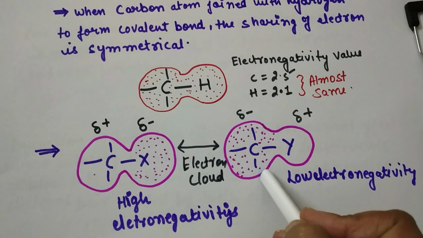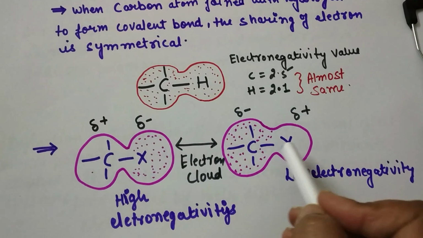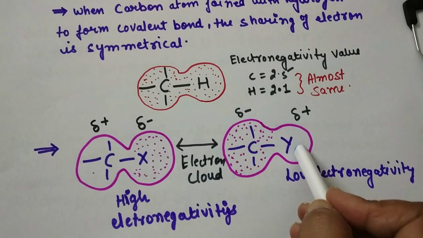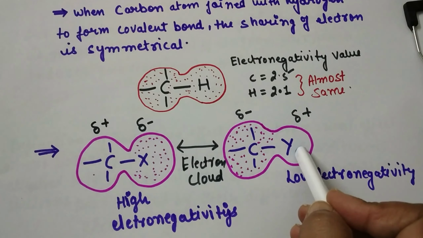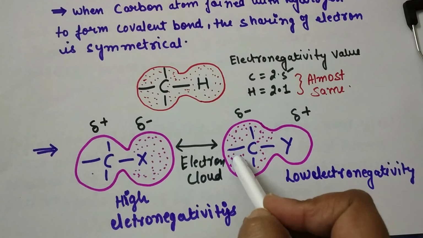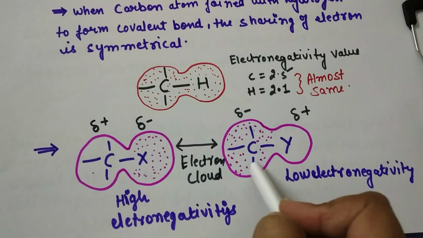If the situation is reversed, and carbon is bonded with a low electronegativity atom, then you can see the electron cloud will remain on this carbon. The electron cloud shared by this carbon and the Y atom will move toward this carbon. Because of that, the carbon will acquire a partial negative charge and the Y will have a certain deficiency of electrons, so it will acquire a partial positive charge.